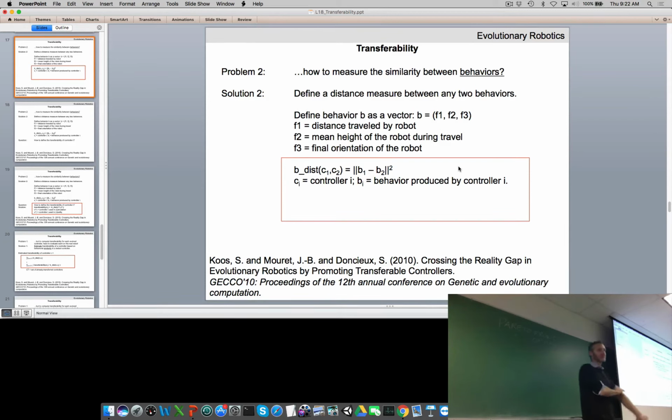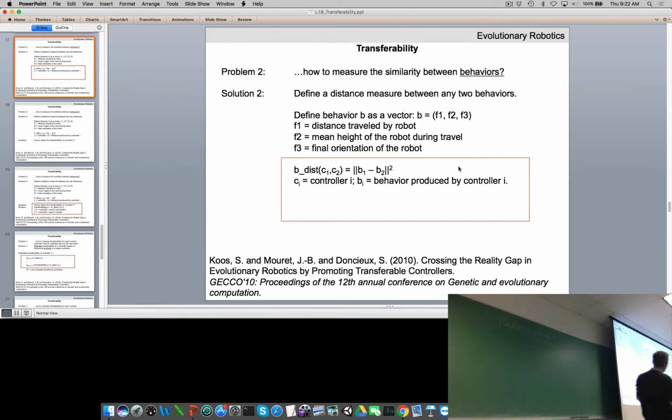Is the mean height normalized at all for the height of the robot itself? I don't know. I doubt it is, because they're going to be comparing these B vectors against other B vectors, right? It's all for the same robot. So probably not, but I'm not sure.